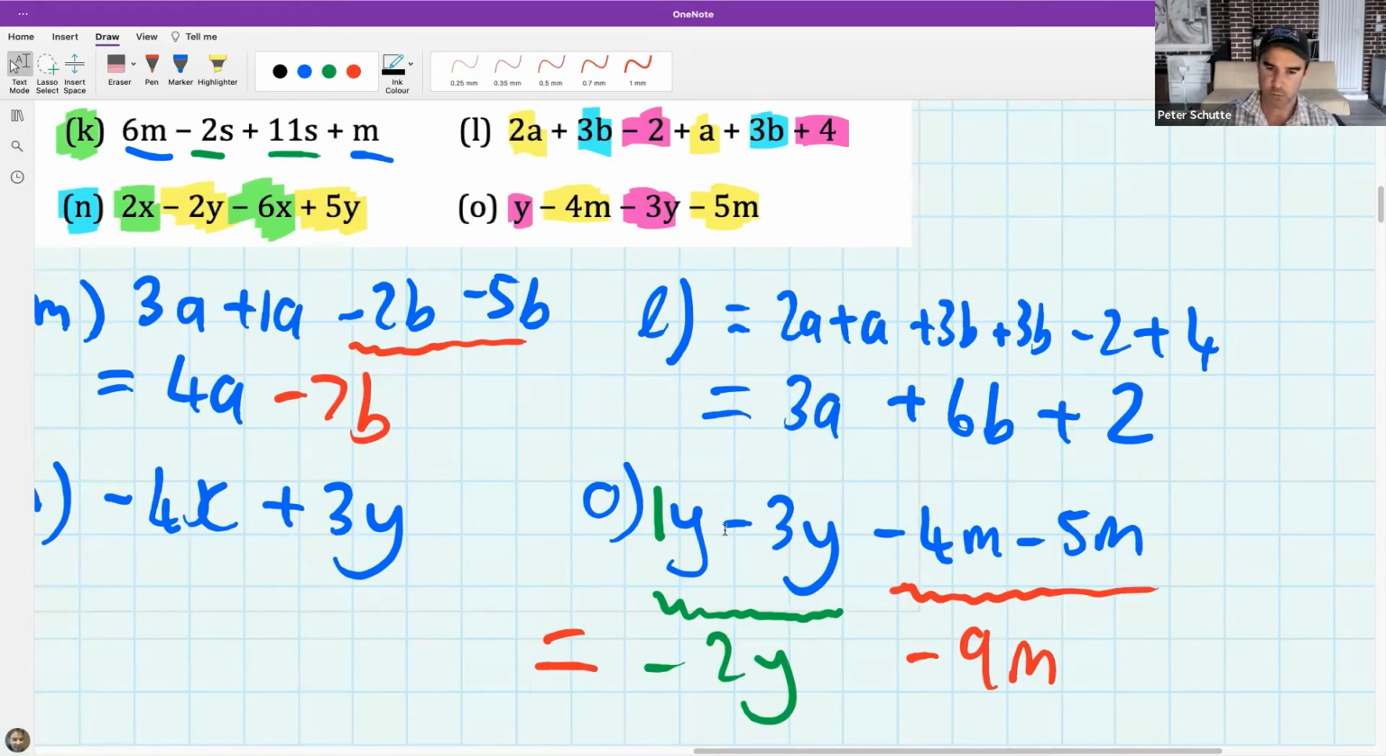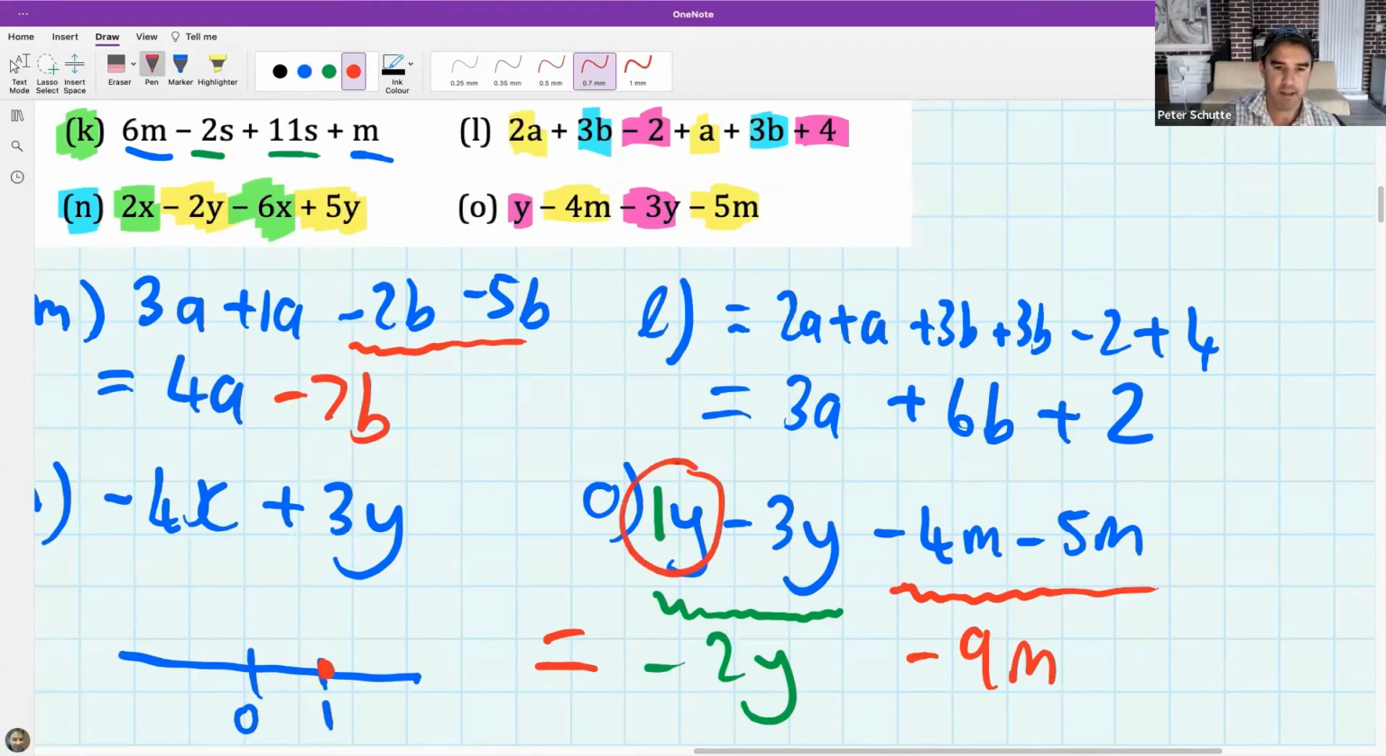But at this stage, when you're adding or subtracting, always think of the number line. For example, if you have 1 of something, you can visualize that as being at 1 on the number line. So when I think of 1, I'm thinking of 1y. Now, if I take away 3 of those, where am I going to end up on the number line? Well, I take away 1 to get to 0, and then I have to take away 2 more. And so I end up at minus 2. And that's why my answer was minus 2y.